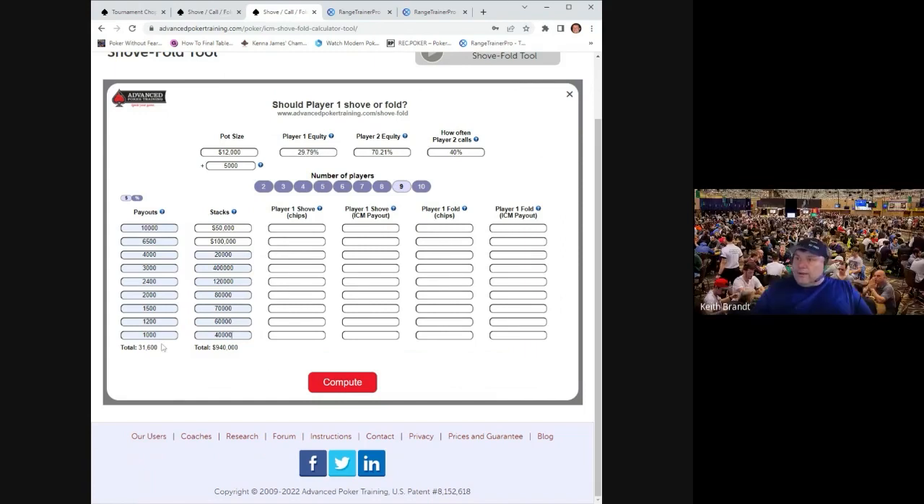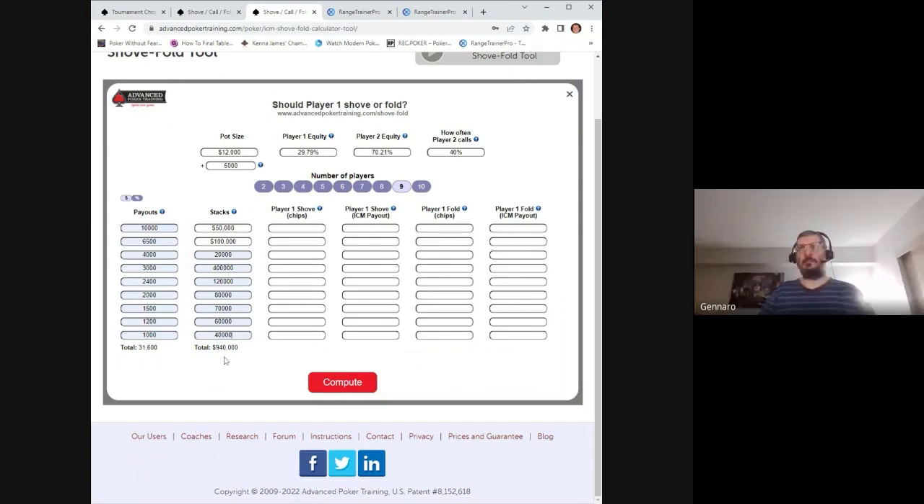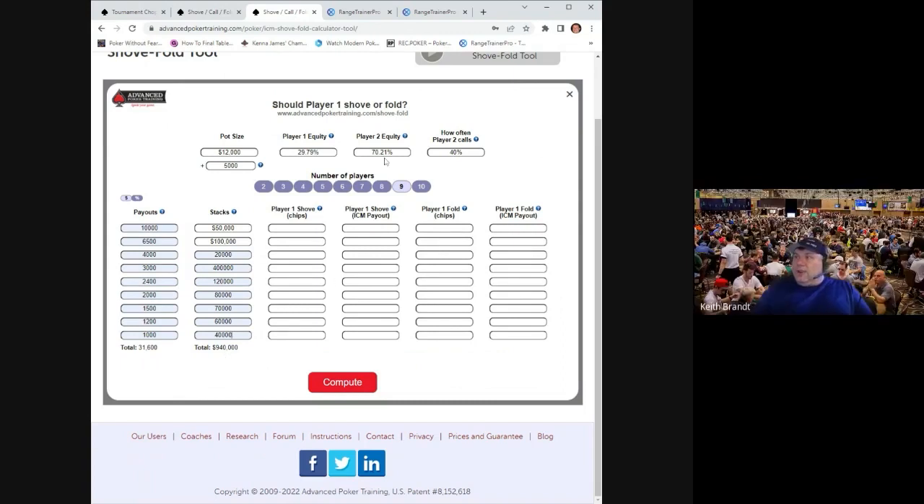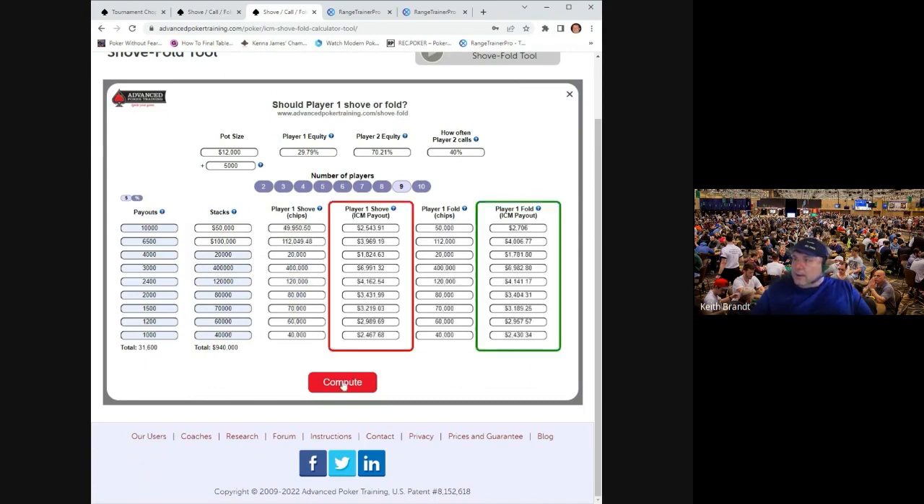Players are left? We got 9 players left. Oh, right. Got it. Here are the stacks, so he's on the final table. Should he shove? We saw that it was barely profitable before. So let's compute now that we've got these factors that affect ICM. Now it's not.